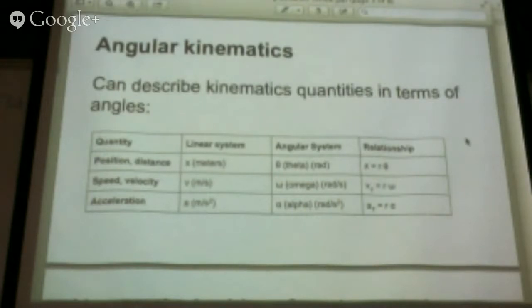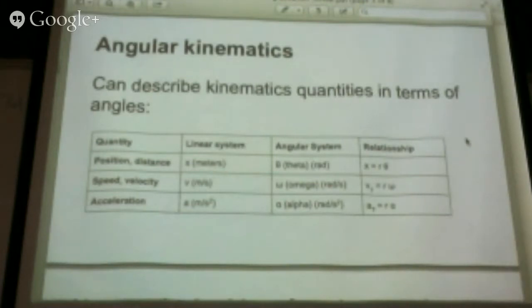Not how many meters per second are we traveling, but how many radians or how many degrees per second are we traveling around this circle. So we have these two systems to describe those quantities, the linear system and the angular system. Now, the relationship between those is really just the definition for radians. That's the system that we're going to use here, not degrees, but radians.